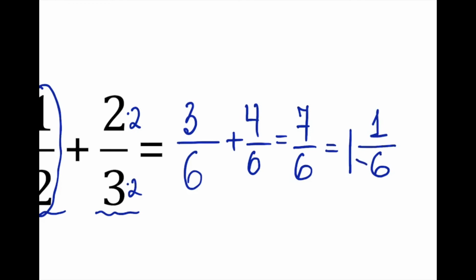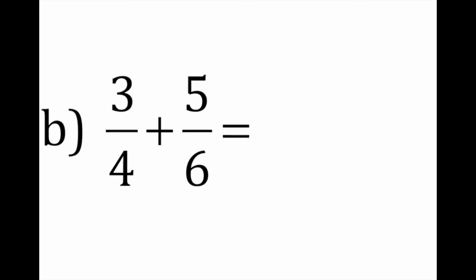So you can always check yourself. 1 times 6 is 6 plus 1 gives you 7 over 6. So the answer again is 1 whole and 1/6. B. Here we have 3 over 4 plus 5 over 6. Now the common denominator, the least common denominator for these two would be 12. I can raise this to 12 by multiplying by 3, and this by multiplying both numerator and denominator by 2.